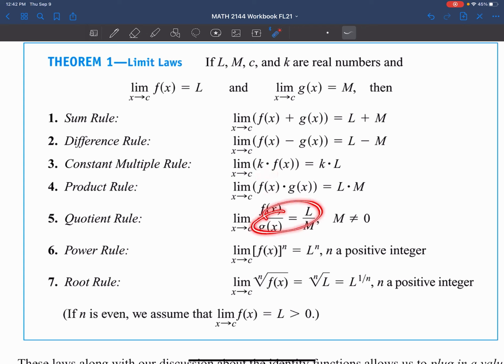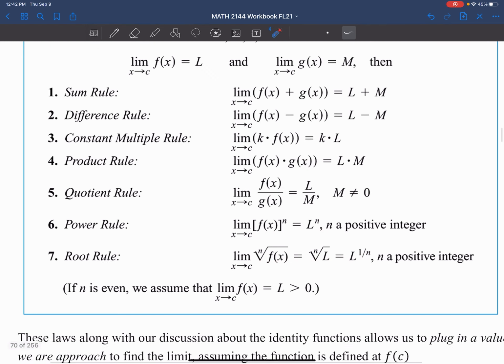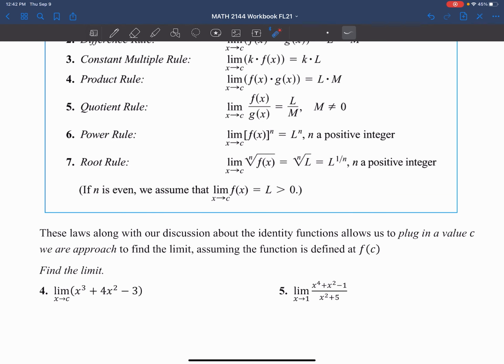You can divide limits. You can exponentiate limits. You could take the square root of limits. So these laws, along with our discussion about the identity function, simply allow us to plug in c, the value we are approaching, to find the limit. Let me highlight the important part there. It's already italicized. The first thing we're going to try, because of these limit laws, is to just try to plug in the value we're approaching to evaluate the limit.